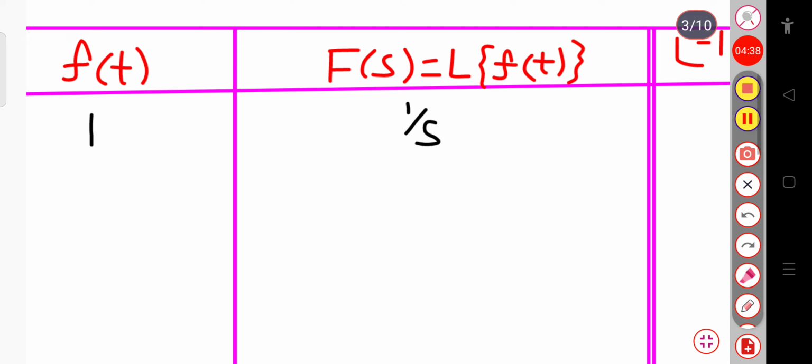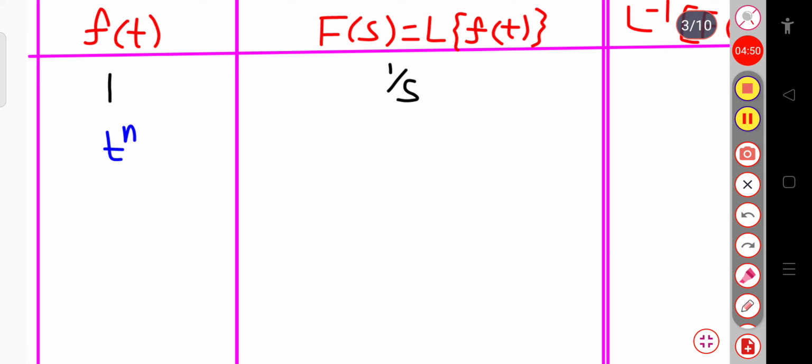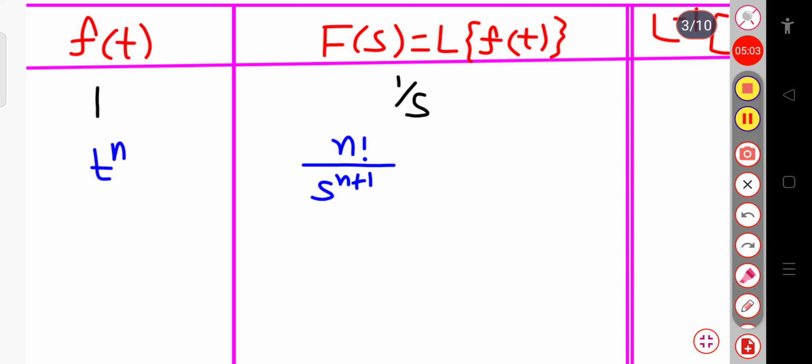So from that link you can see the Laplace transform of the function 1 is 1 by s, and we have already discussed that if I take the Laplace transform of t power n, this will be n factorial divided by s power n plus 1. This can also be written using the gamma function, gamma of n plus 1 divided by s power n plus 1, because n factorial is equal to gamma of n plus 1.